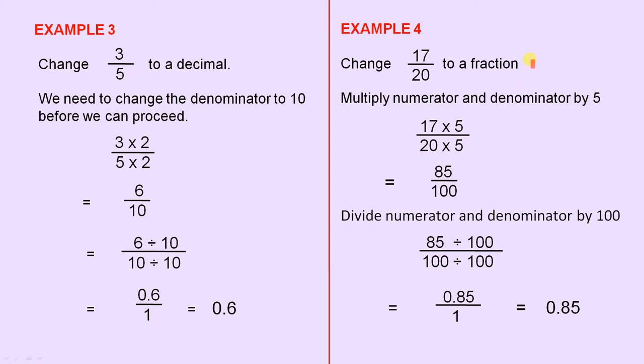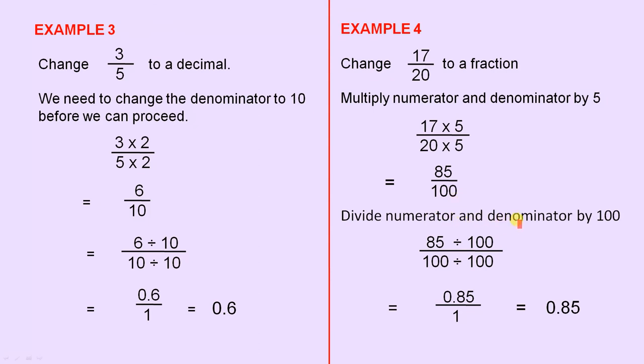The next example, change 17 over 20 to a decimal. Now, multiply the numerator and denominator by 5. The reason we do that, if we multiply that by 5, that gives us 100. So we have to multiply that by 5. 17 times 5 over 20 times 5. 17 times 5 is 85. 20 times 5 is 100. So we have 85 over 100.